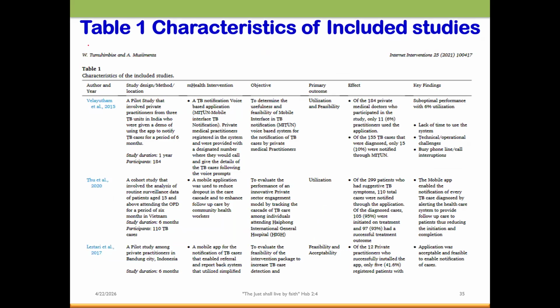This is an example, one of the studies in our scoping review from my PhD. We had to provide the author and the year, the study design, the methods that were used, the location, the intervention, the objective, the primary outcome, the effect, and the key findings.